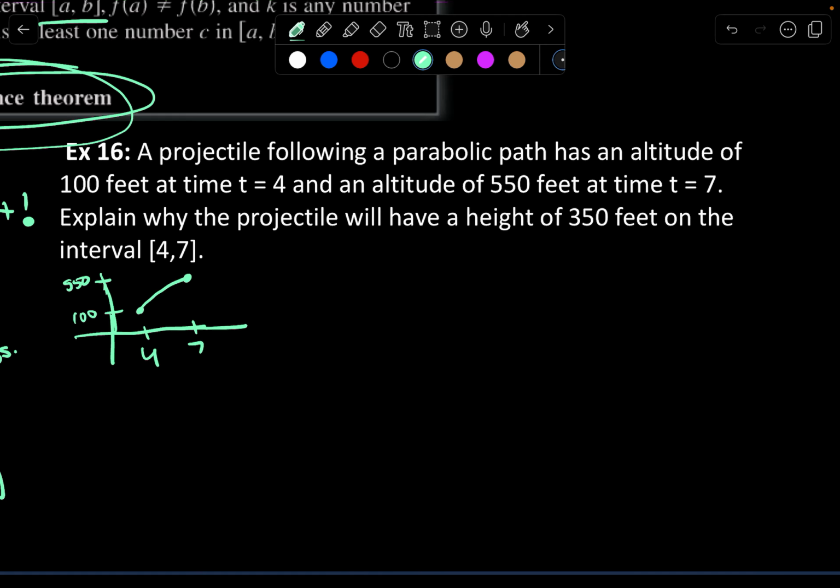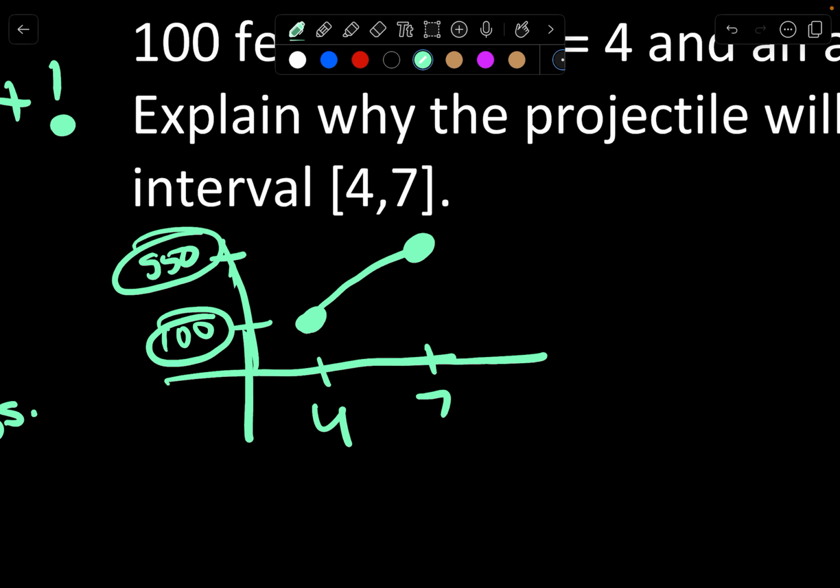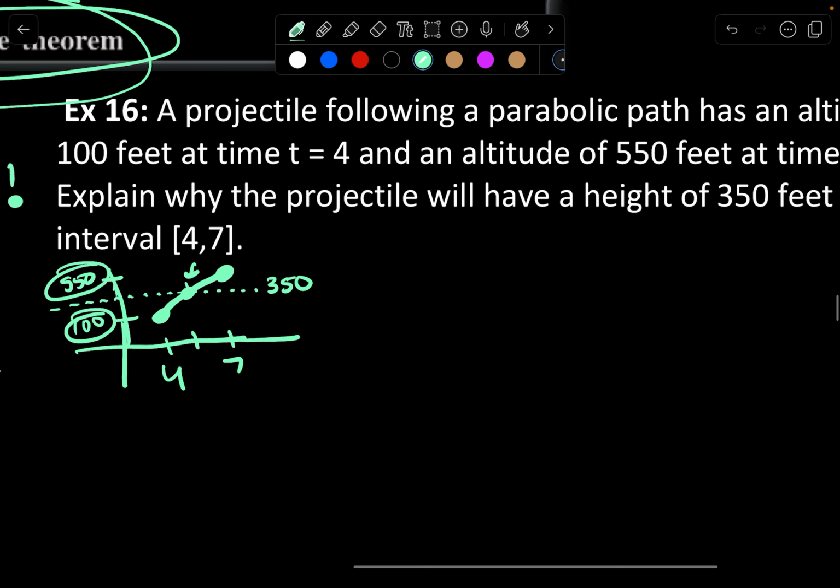Explain why the projectile will have a height of 350 feet on the interval from 4 to 7. So this is why I go back to the mile marker analogy every single time. We know that this is 100. We know that this is 550. At some point, that projectile will pass through an altitude of 350 feet, all right? I don't care when it happens. It's not asking me at what time. And again, we could figure that out if we wanted to. But at some point within this interval, it does pass an altitude of 350 feet.